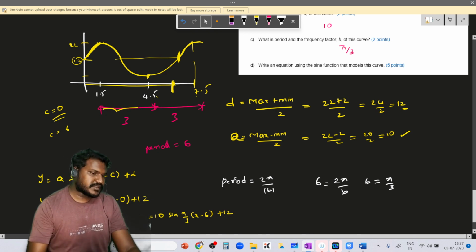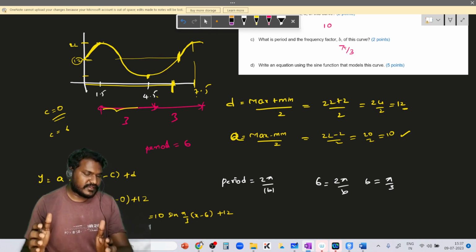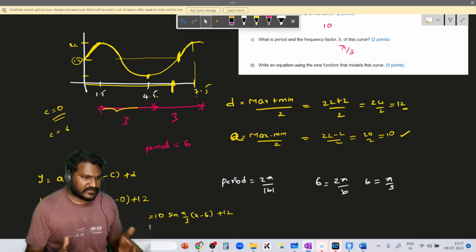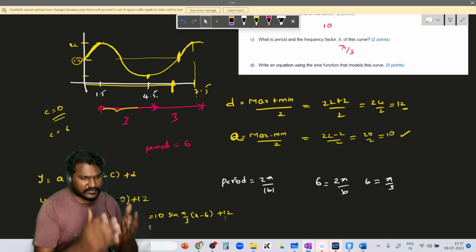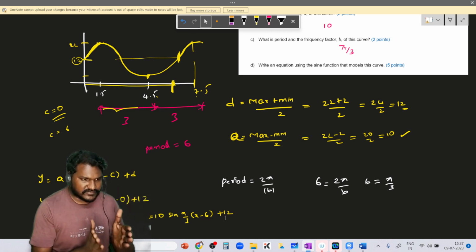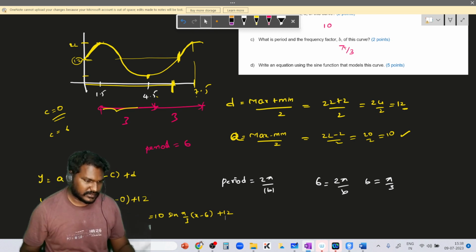Okay, the c is something to do with the distance where the graph is starting. So we can take 6, or we can take the c value exactly 0, because at the axis itself, sine is starting to increase. Okay, that's correct.